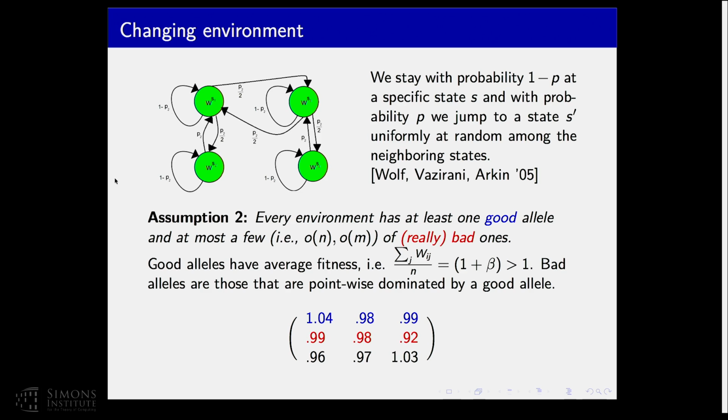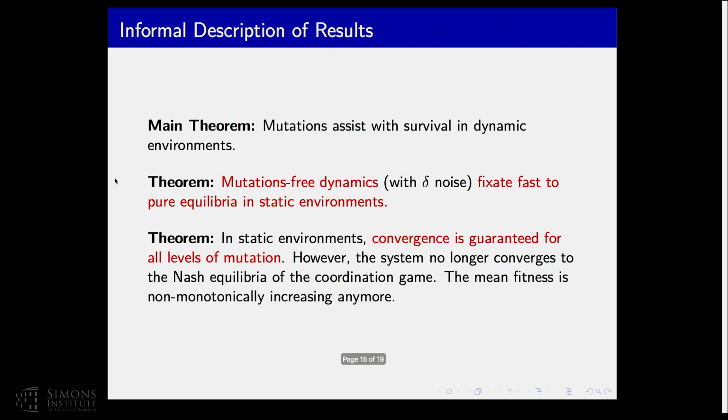So what's the definition of a good allele? Something whose average fitness, if your opponent is choosing a mixed strategy uniformly at random, should be greater than 1, okay? So there should be some way to grow. And really bad alleles are alleles that are pointwise dominated by a good allele. Typically, there can be very, very few of these in practical fitness matrices, and we also allow this in our model. All right, and this is the informal description of our results.